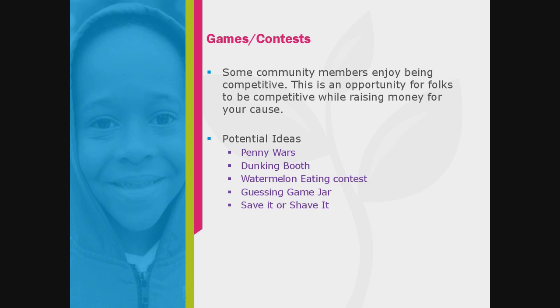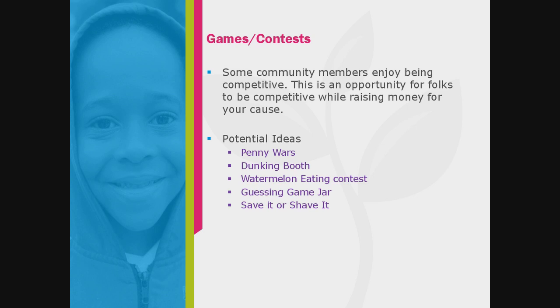You could have a dunking booth at a community festival or other event, and put some key folks from the village that everyone knows or from the community in there, and then people have to pay to throw a ball to potentially dunk that person.